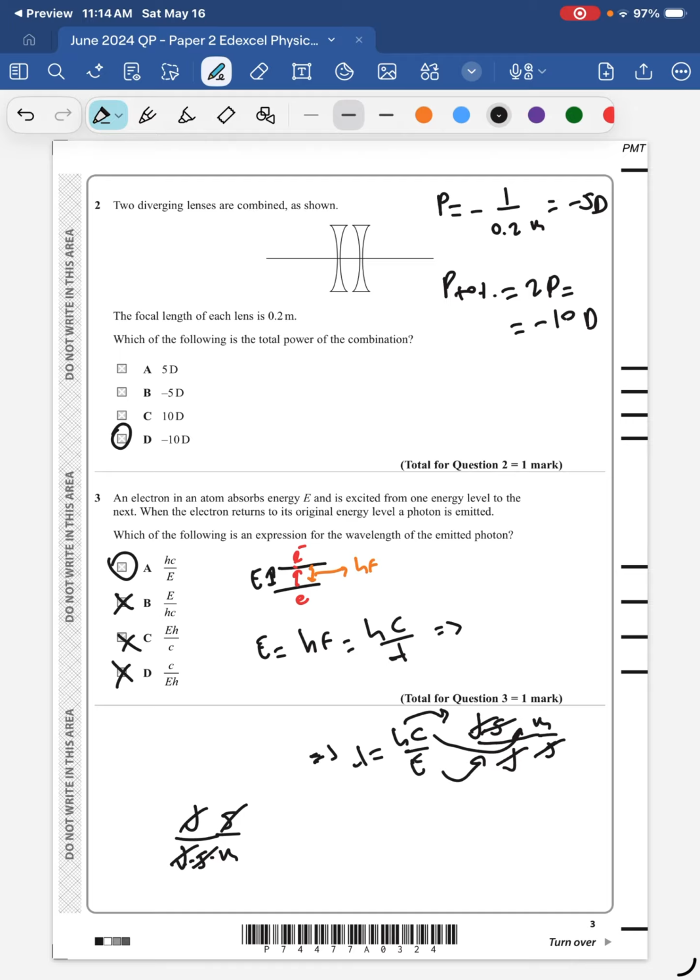So this is an example in which you don't even need to know the physics of the problem. You just need to work out the units to figure out that only A can work. All other options are wrong. So you arrive at the correct answer by eliminating all the wrong answers. That's another technique you can use when you take papers.